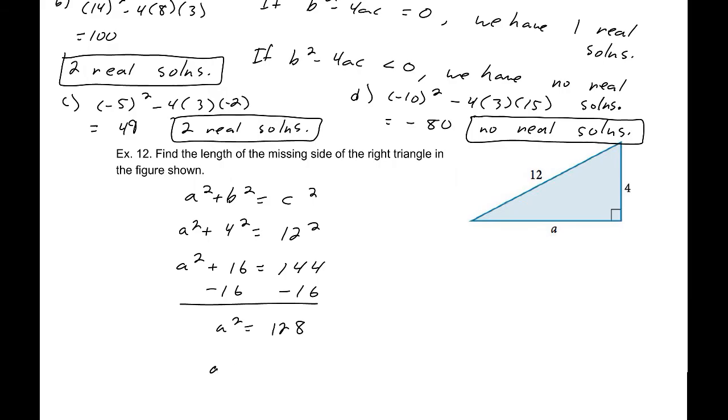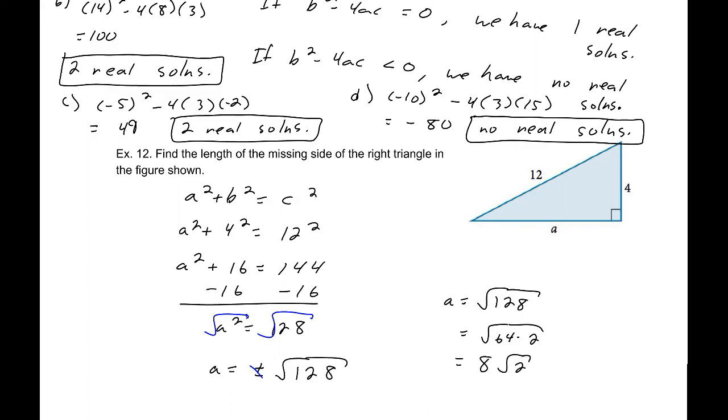Meaning A is equal to plus or minus the square root of 128. Now, because we are talking about the legs of a right triangle, we can disregard the plus or minus, and it's only going to be a positive solution. So A equals the square root of 128. That's 64 times 2. So that would be 8 root 2. And we don't have units, but that is going to be the length of that side of the triangle.